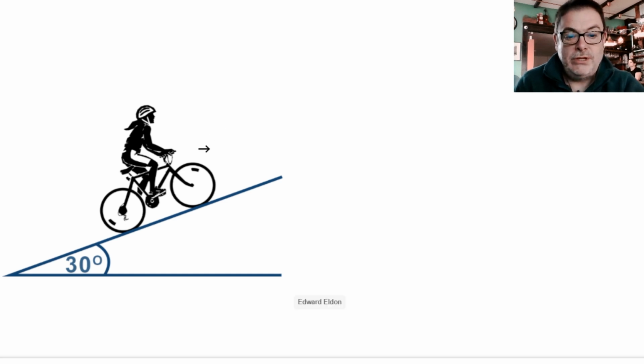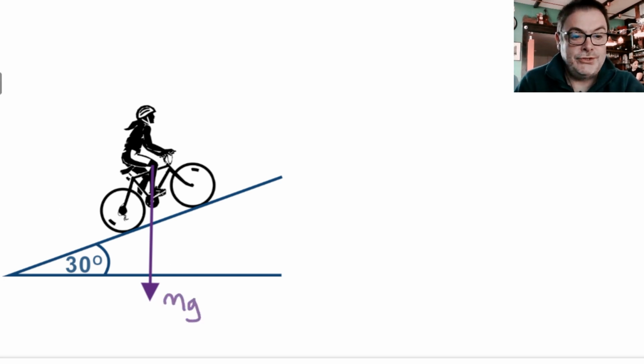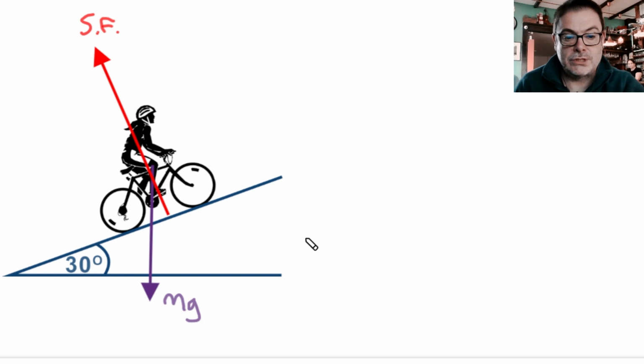Well, there's only really two, and the first one is the one that everyone knows, that's her weight, which is of course acting straight downwards towards the centre of the earth. And the other force is going to be what has various names now. You probably know it as support force. I also know it as normal reaction. So many and varied. So we'll call it the support force. That, of course, is by definition at a right angle to the surface, like so.